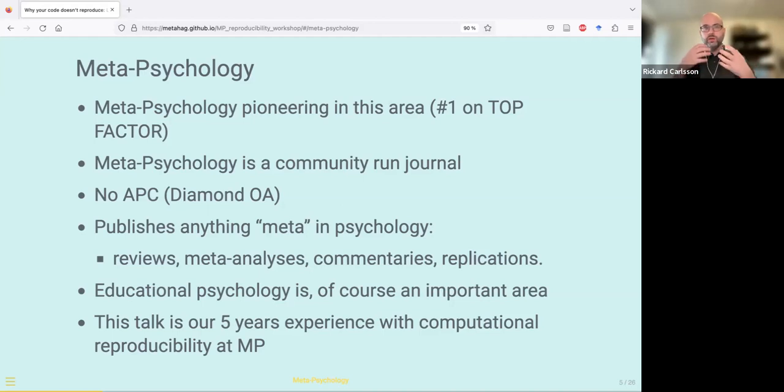But in this talk, what we're going to focus on now is our 5 years of experience with doing computational reproducibility checks at Metapsychology. And Lucia, you have been working with us for 2 years now, right? A year and a half, maybe. Yeah. And you have been doing quite a lot of reproducibility checks during this time, because you came in when we had a huge backlog. So you are the person who has done most of these reproducibility checks at the journal in this time frame.